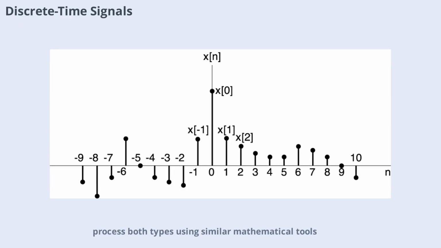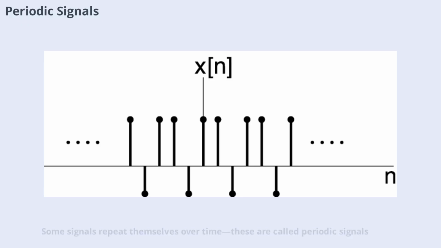similar mathematical tools. Signals repeat themselves over time. These are called periodic signals. Continuous time periodic signals repeat every T seconds, while discrete time periodic signals repeat every N samples. The sum of two periodic signals is also periodic if their periods are rationally related. This property is fundamental in signal processing, especially when building complex signals from simpler ones, such as in Fourier series.